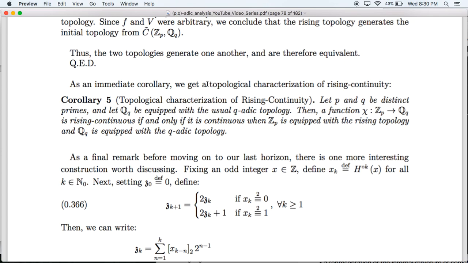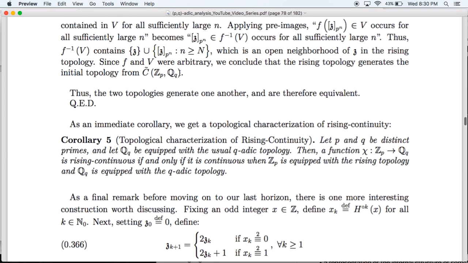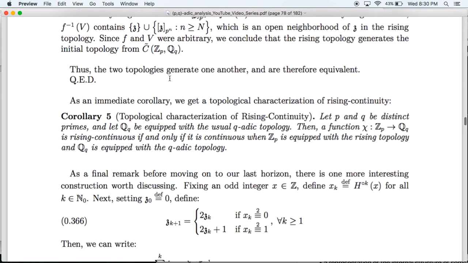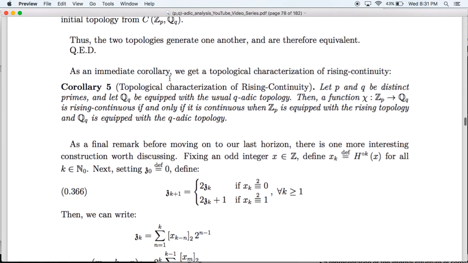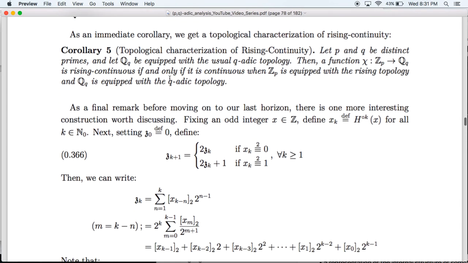So I should mention that the topological stuff here is not in my dissertation. It is new. I got help with it from the wonderful people over at Anthony Vasutoro's A Modern Number Theory Discord, so I give a shout out to them. And before we move on to our last horizon, there's one more interesting construction worth discussing.